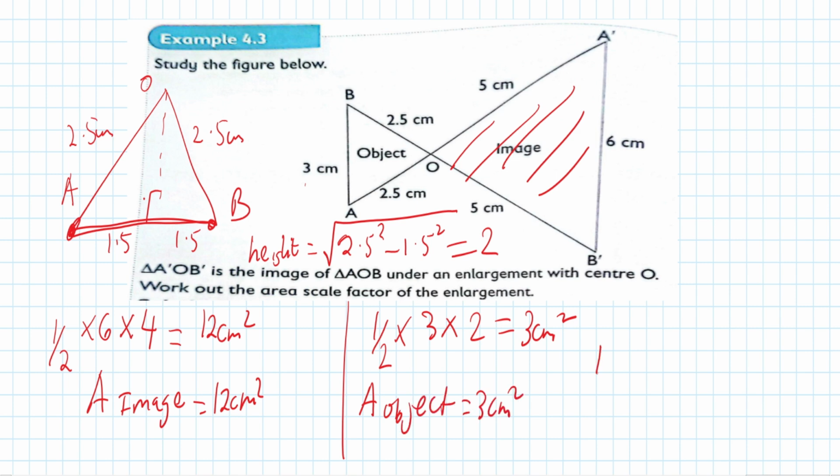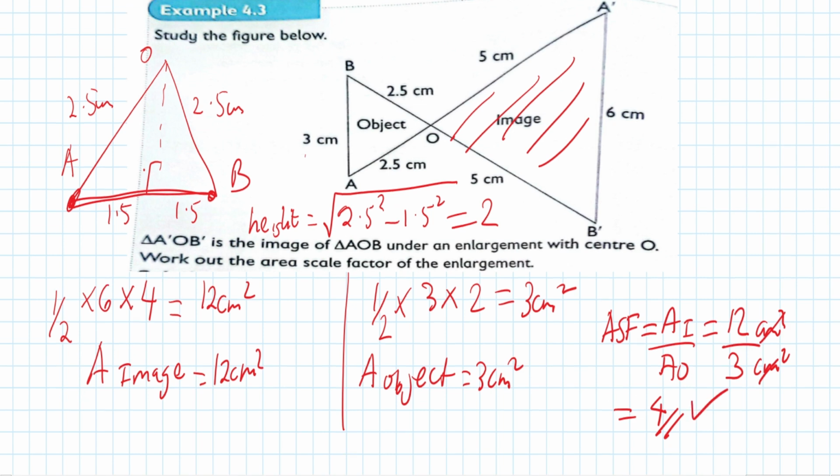Now, for us to get the area scale factor, you take the area of the image over the object. Now, the area of the image, 12, divided by the area of the object, 3, is going to give us an area scale factor of 4. That is the answer, and that is the end of the lesson.